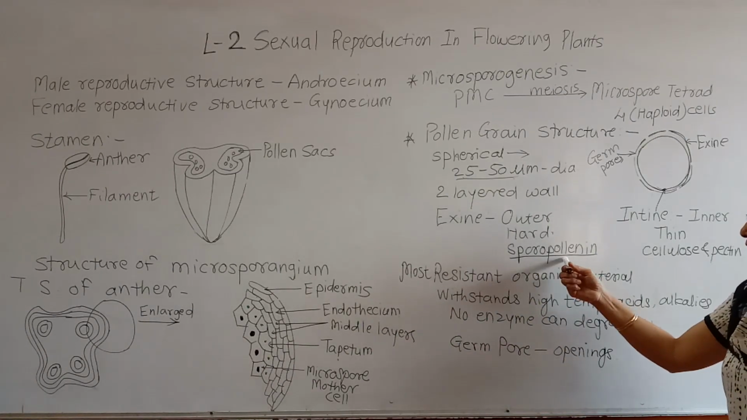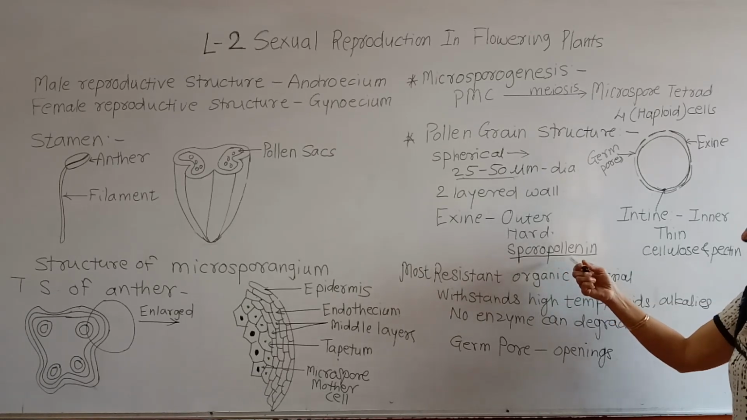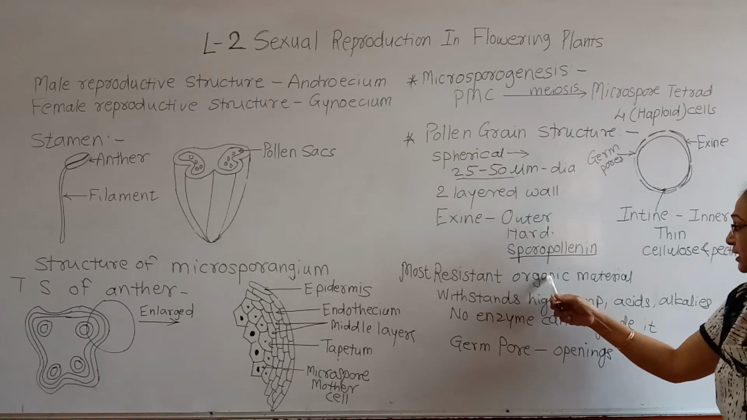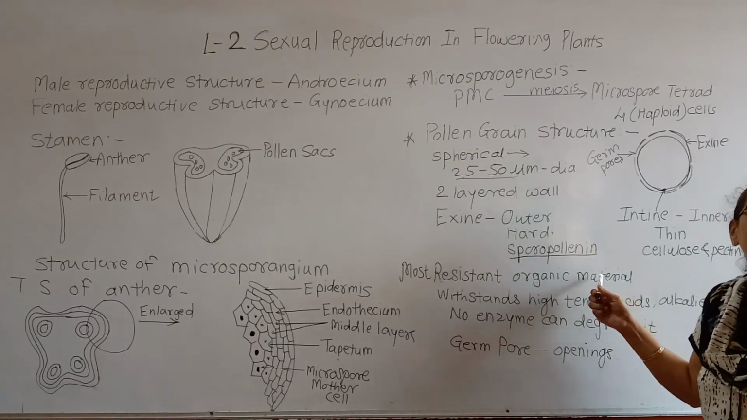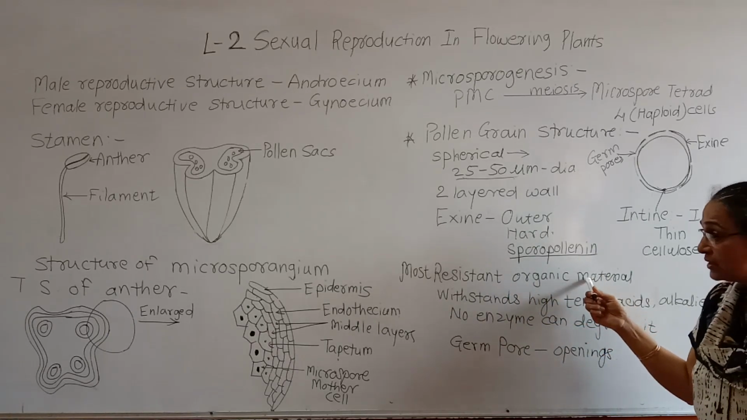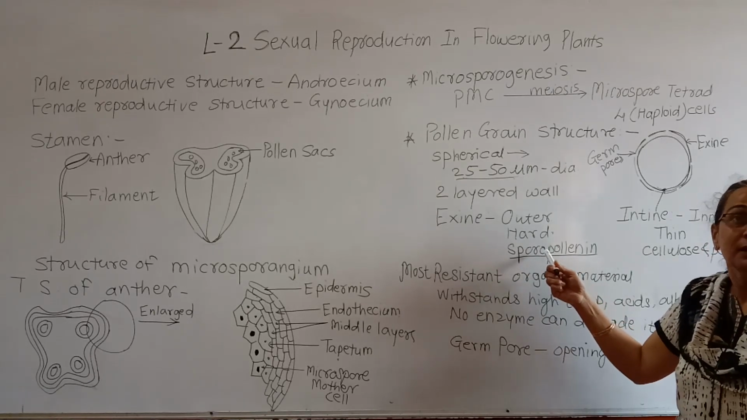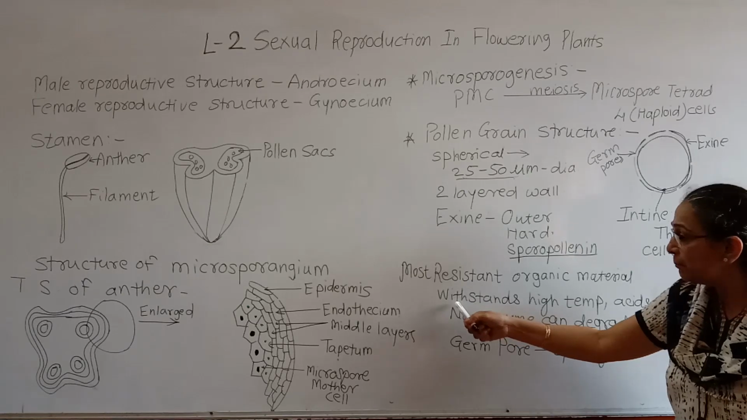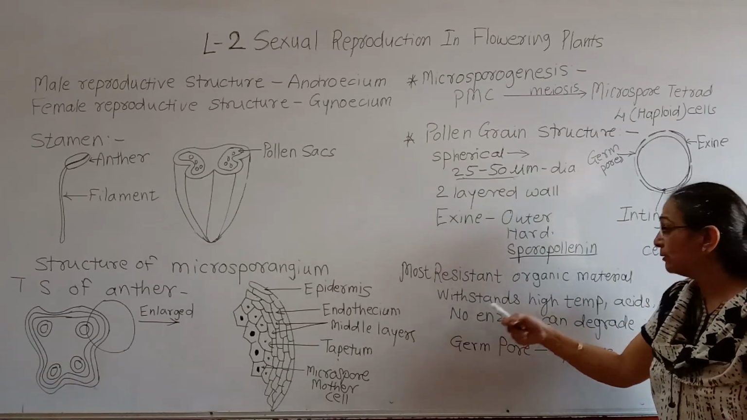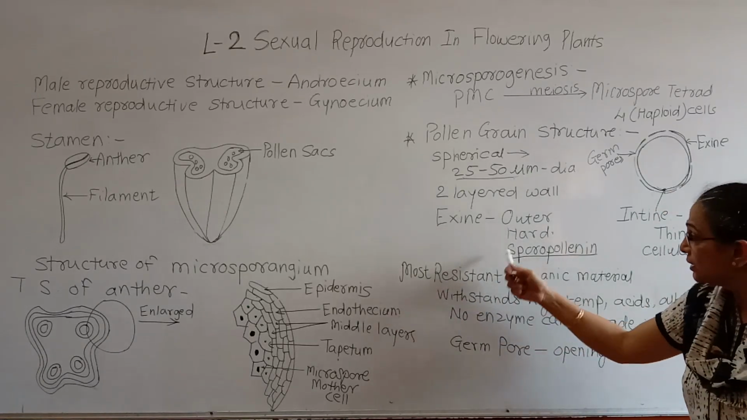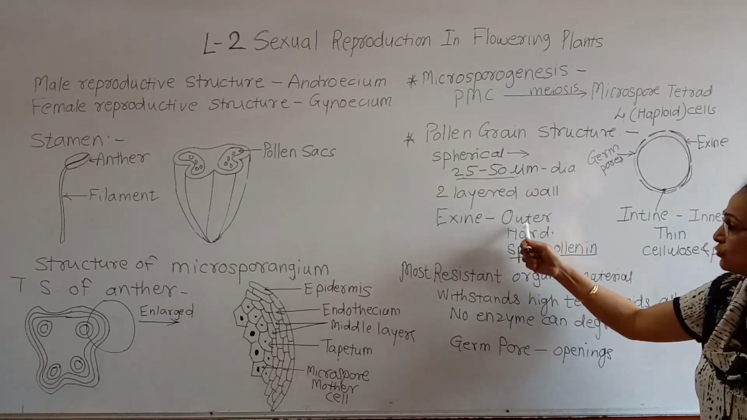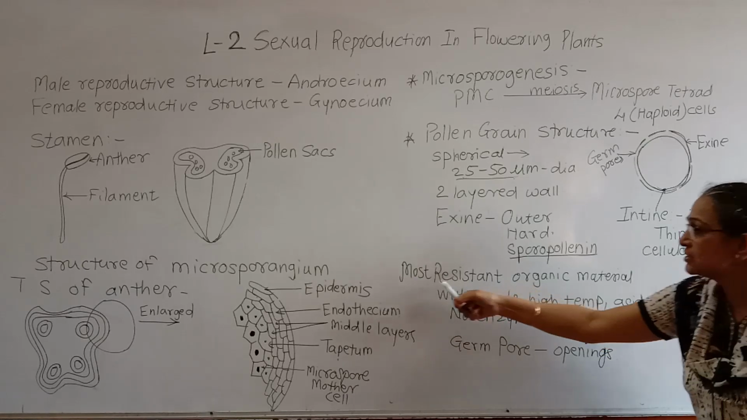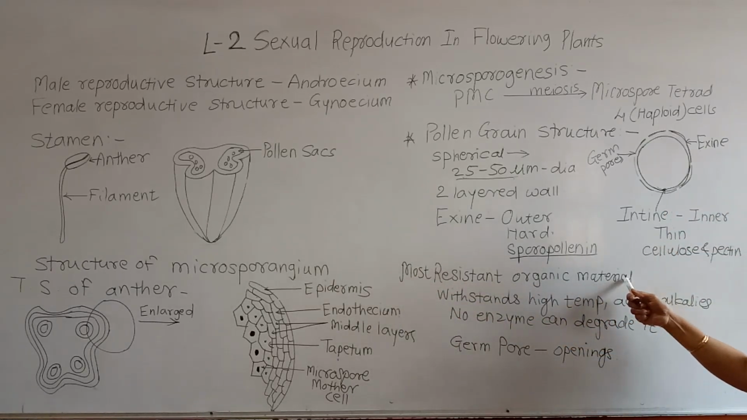What are the typical characteristics of this? This substance is the most resistant organic material known in the world. That means it is not getting decomposed by any substance, may it be an enzyme or acid or alkali. So this sporopollenin, which forms the outer hard covering, that is exine, is the most resistant organic material.